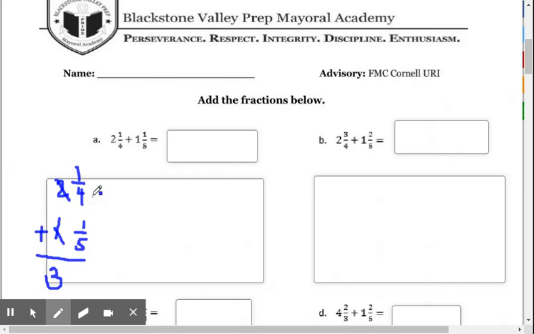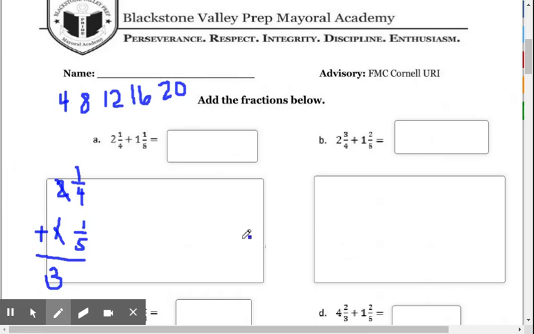Okay. Now I'm going to find lowest common multiples. So 4. 4 times 1 is 4. 4 times 2 is 8. 4 times 3 is 12. 4 times 4 is 16. And 4 times 5 is 20.